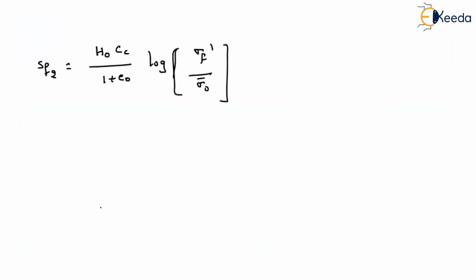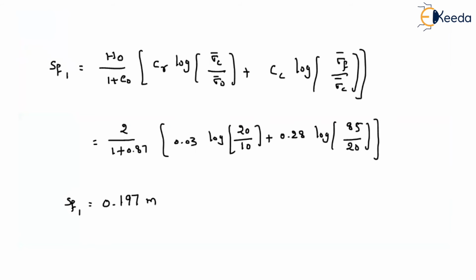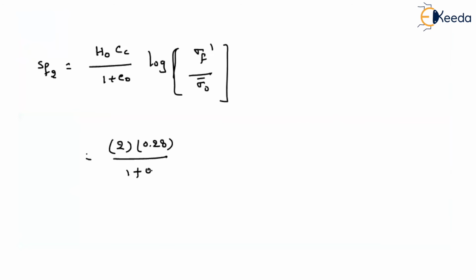Substitute in the equation. H naught is 2 and the compression index is given as 0.28, divided by 1 plus the void ratio, which is given as 0.87, into log of the final value 117 divided by the initial value 42. If you solve this, we'll get around 0.133 meter. So this is the settlement happening in the second layer.